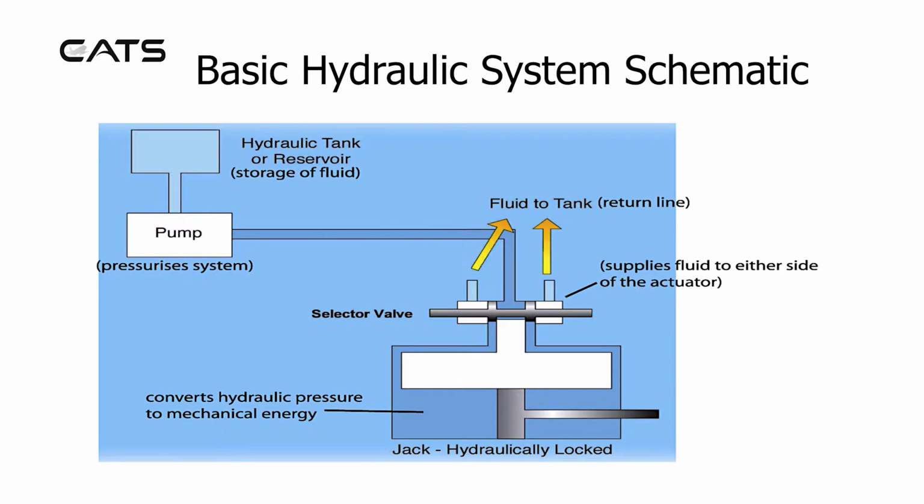Basic hydraulic system schematic. The system starts with the hydraulic tank or reservoir, which is a storage of fluid. A pump draws from the reservoir and is used to pressurize the system. Fluid flows to a selector valve, which can be diverted to supply fluid to either side of the actuator. The hydraulic pressure is converted into mechanical energy. In its present state, this jack is hydraulically locked, as the selector valve is closing off both the inlet and outlet.